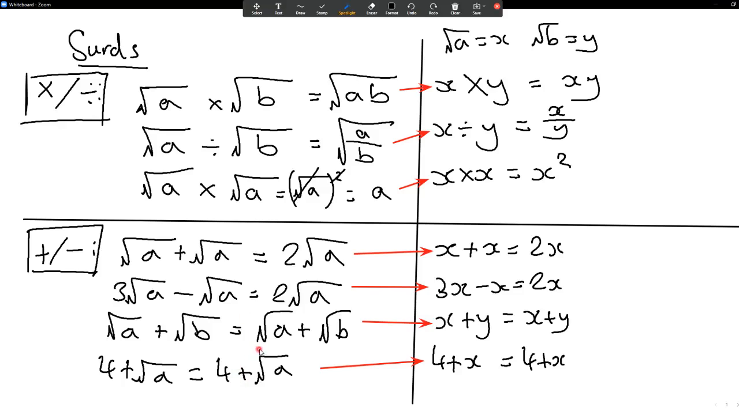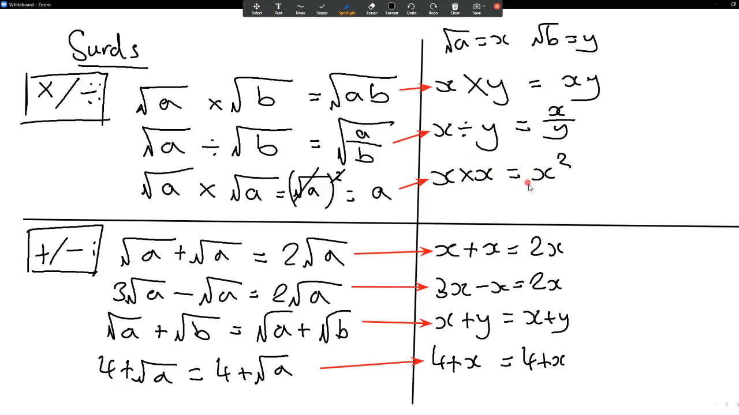Okay, so if it's hard remembering all of these rules, there's a good link you can make between surds and variables that we see in algebra. So if we make root a equal to x and root b equal to y, we can see that we can multiply x and y together and we can divide x and y, just like with surds. And obviously if you times x by itself, you'll get x squared.